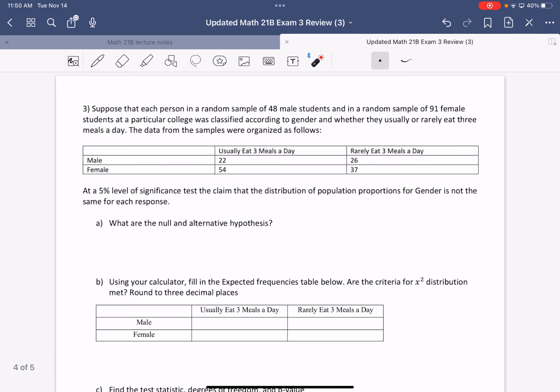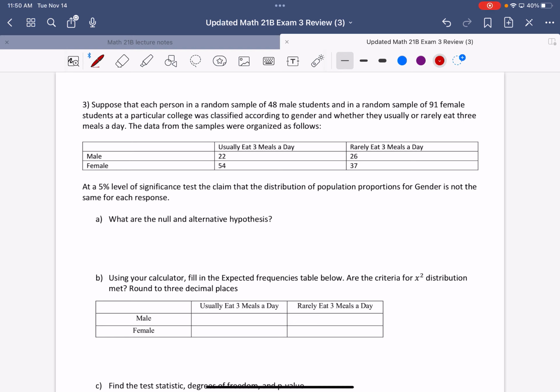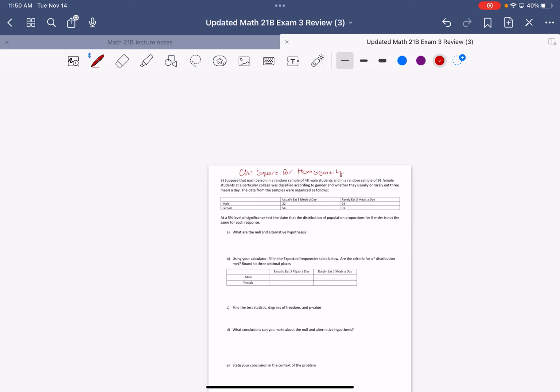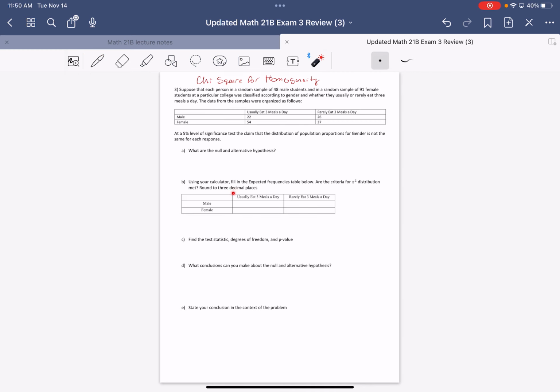First of all, it's not asking for it, but what type of problem is this? Chi-square for homogeneity. There are 2 ways you could tell. The question is whether or not the population proportions are the same for each response. Another way is that it has an expected values table, which indicates either chi-square for independence or chi-square for homogeneity. And it's definitely not an independence question, so homogeneity.